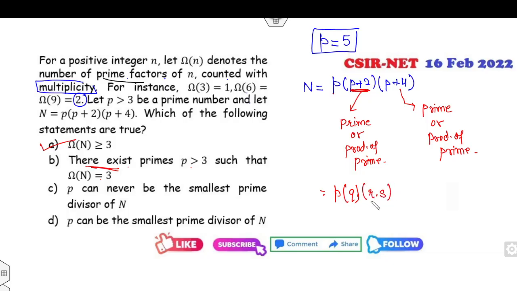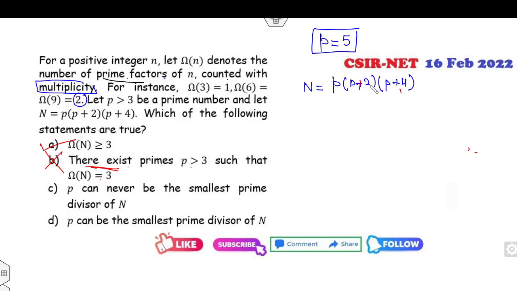So definitely this will be 4. If it is a product of primes, then it is Q into T. Then again it will be 5. Cardinality will be 5. So definitely it will not be 3. Fine. Now look at the third option.